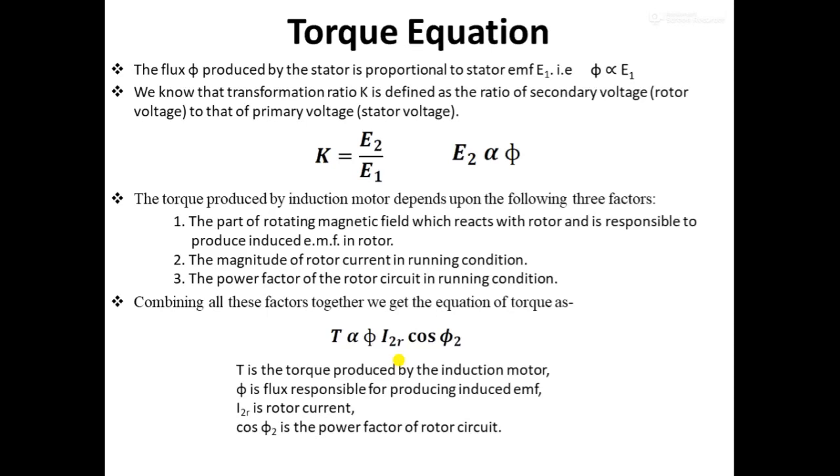So combining all this, we will be able to write that torque is directly proportional to Φ. Φ is that portion of the flux which is linking with the rotor conductors to induce an EMF in them. I2R is actually the current which is flowing through the rotor circuit under running condition. We have already obtained the relation for them. Similarly, cos φ2 is actually the power factor in the rotor circuit.